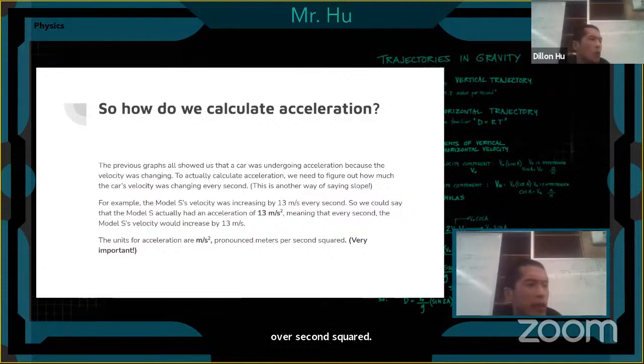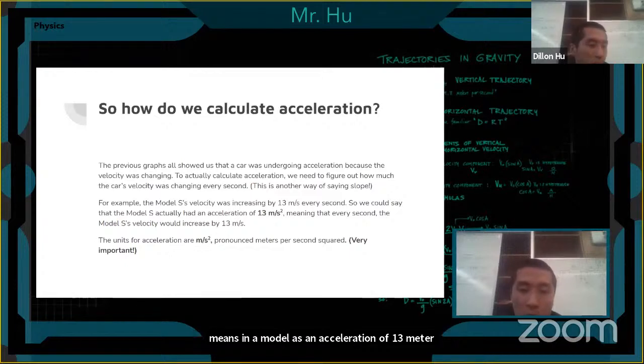So give me a minute just to write down what you think it means if a Model S has an acceleration of 13 meters per second squared, and then what the units for acceleration might be.